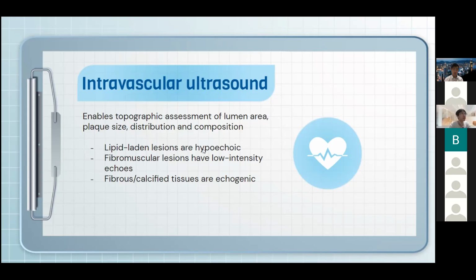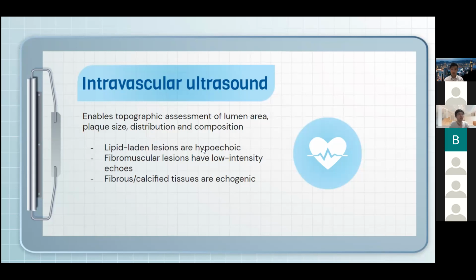So it enables the topographic assessment of the lumen area itself. It can also assess the plaque size, distribution, and even the composition of the plaque itself. So in general, how to interpret is that lipid-laden lesions will be hypoechoic, and by hypoechoic, it usually means grayish color. And then fibromuscular lesions have lower intensity echoes.